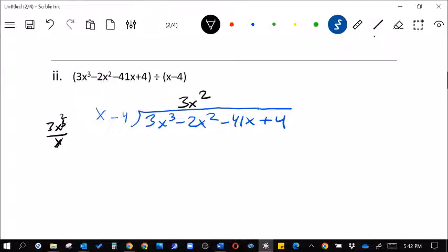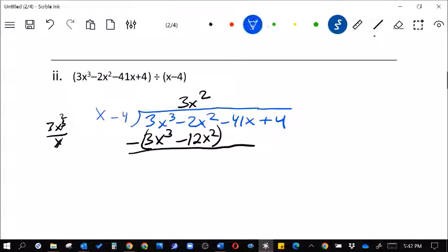So I need a 3x squared up here, and then I'm going to multiply it to the x that gives me the 3x cubed. I'm going to multiply it to the 4. So that makes a negative 12x squared. And then I'm going to subtract. So those cancel, and it's negative 2 plus 12. Important to see, that's minus a negative. So it's plus 12, so I get 12 take away 2, so that's 10x squared.